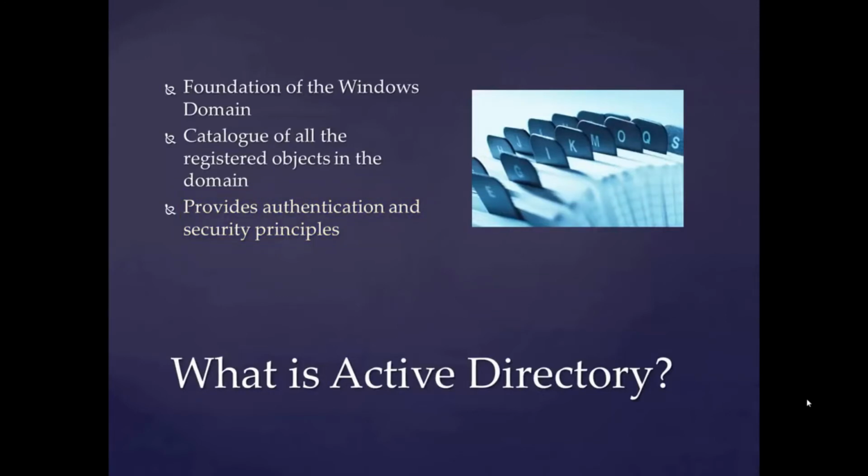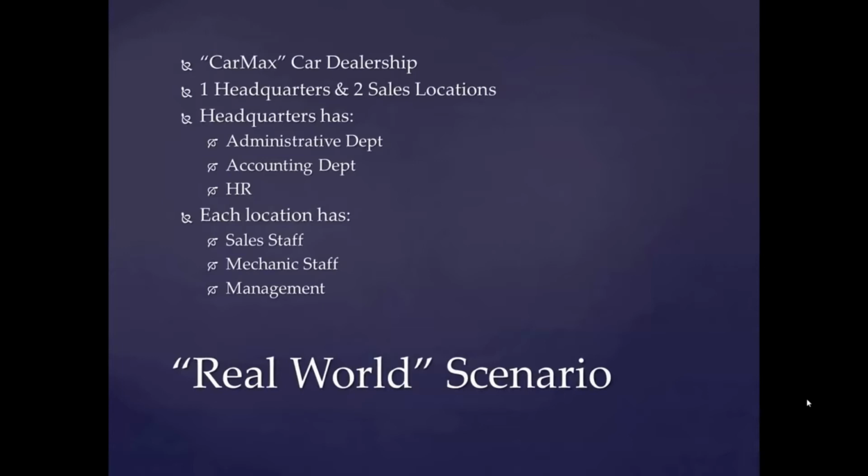So we're going to start with a real-world scenario. We're going to provide some realistic examples of how Active Directory might be set up, and we're going to go through and actually configure it as if we were starting fresh for a real business. So we're going to be working with the imaginary CarMax dealership. It has one headquarter location and two sales locations. The headquarters has an administrative department, accounting, and HR, and then the two locations have sales staff, mechanic staff, and management. So we're going to go into Active Directory, set up these different objects, and go from there.